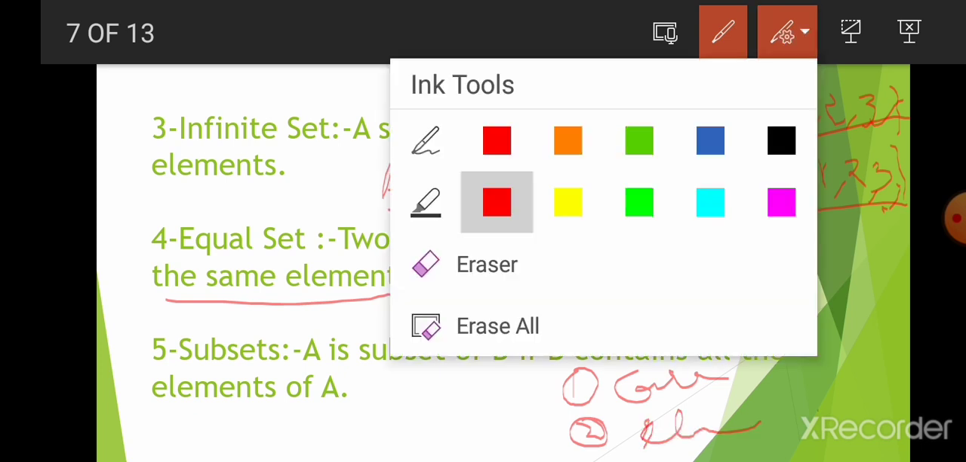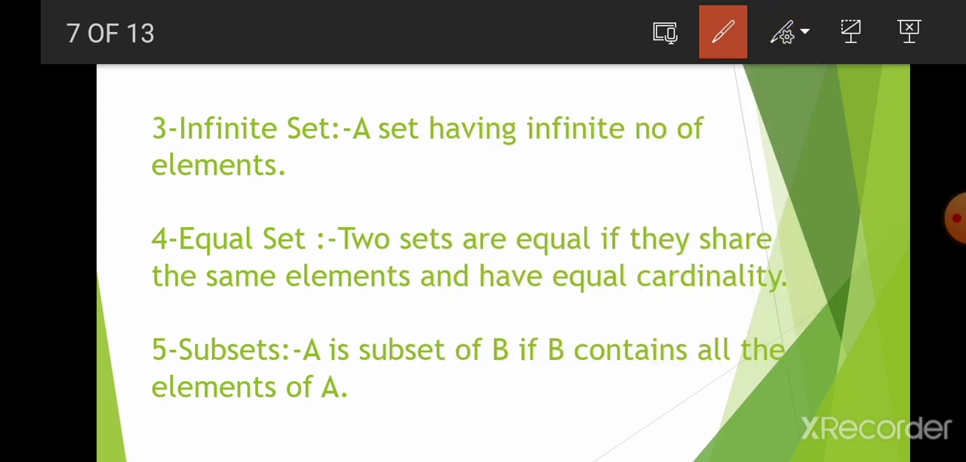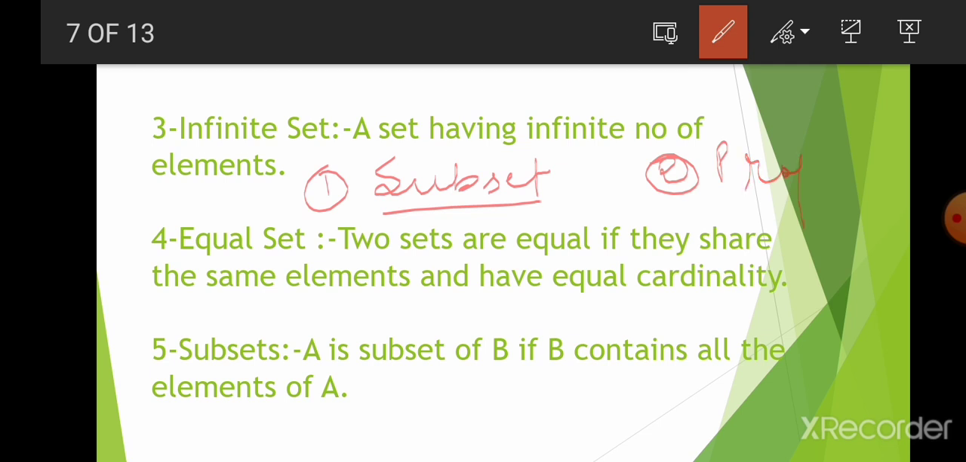Okay, so next is subsets. There are two things: one is the subset and another is the proper subset. Most of the students get confused by these two terms, so let's differentiate between these two. Subset is denoted by this symbol and proper subset is denoted by this symbol, and only one difference is there.